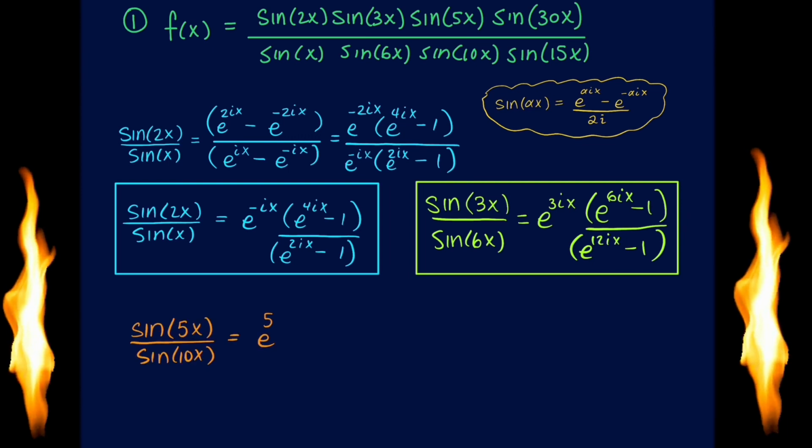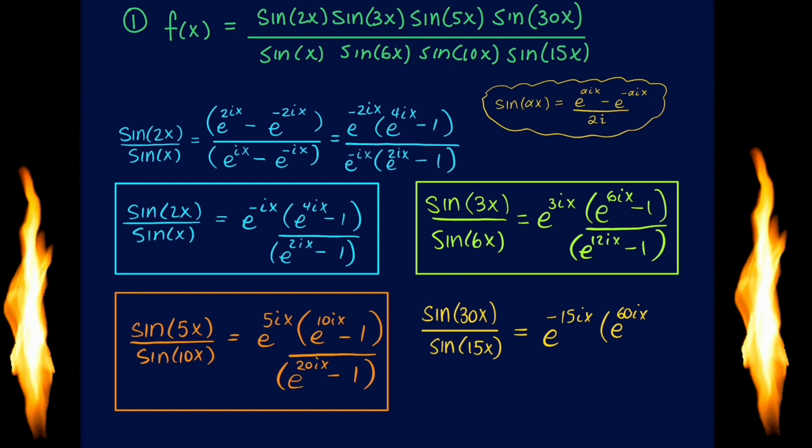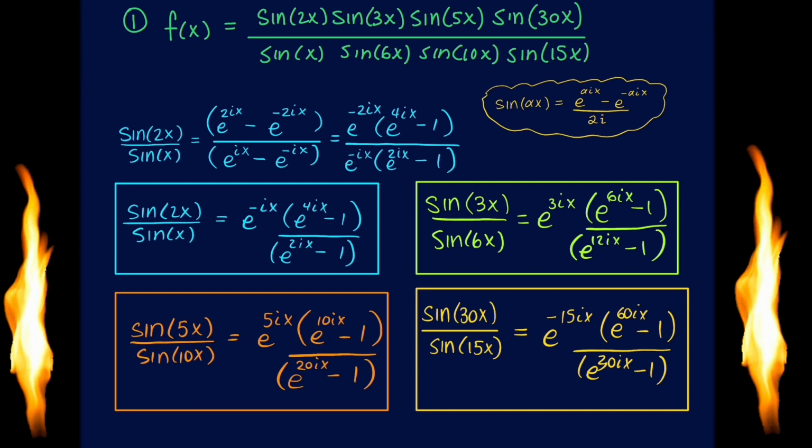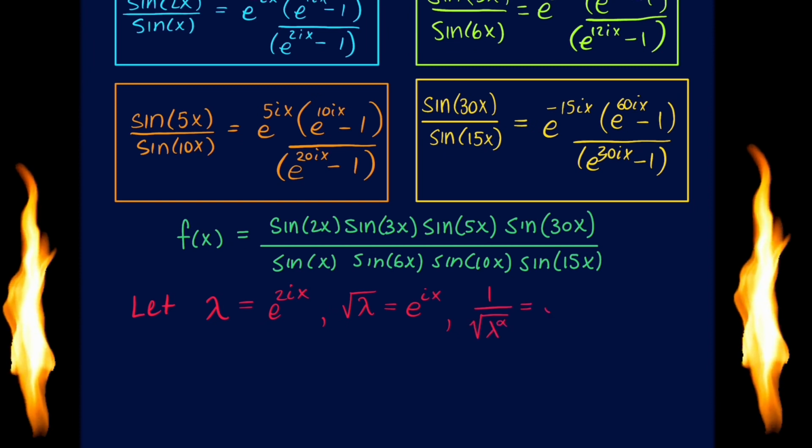So now we have the sine of 5x over the sine of 10x. That'll give us e to the 5ix multiplied by e to the 10ix minus 1 over e to the 20ix minus 1. And finally, for sine of 30x over sine of 15x, we do the same. And in a moment, we're going to multiply all of these things together. But before we do so, let's let lambda equal e to the 2ix, and then we can get the square root of lambda to be e to the ix, and so forth, and this will simplify some things in terms of our expression.